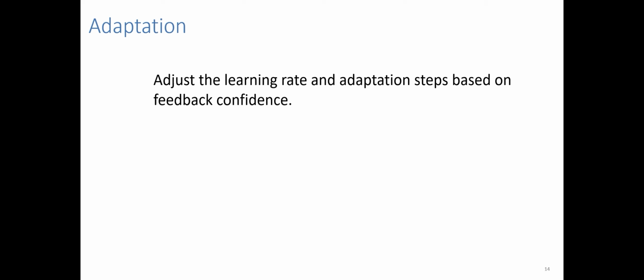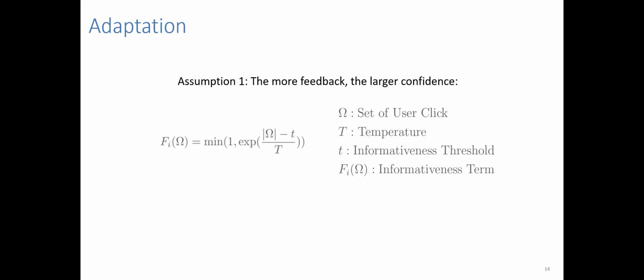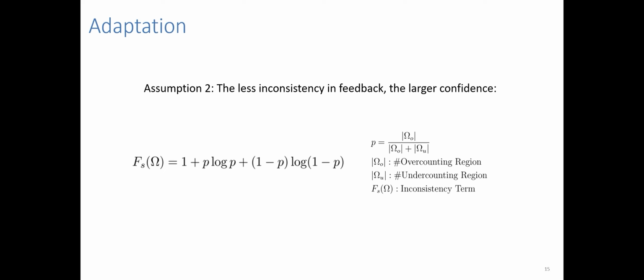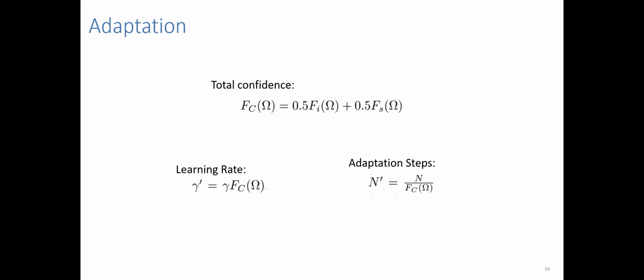To improve time efficiency, we adjust the learning rate and adaptation steps based on feedback confidence. Our first assumption is that more feedback equates to higher confidence. Thus, the first term in our confidence metric simply reflects the quantity of feedback. Our second assumption is that less inconsistency in feedback correlates with higher confidence. This addresses typical failures arising from local-global error discrepancies. We measure this inconsistency among feedbacks and incorporate it as the second term in our confidence metric. The final confidence is the average of these 2 terms, which we use to adjust both the learning rate and adaptation steps.